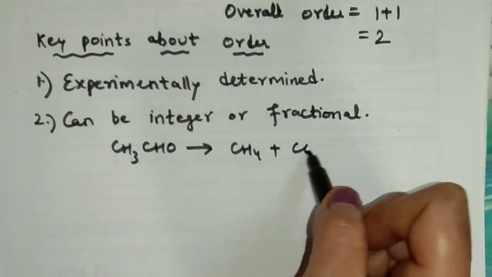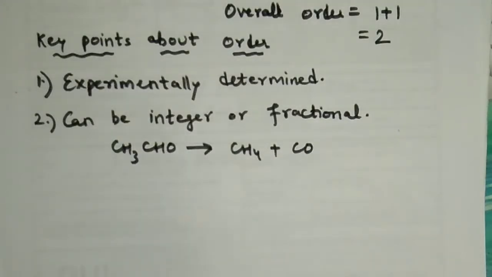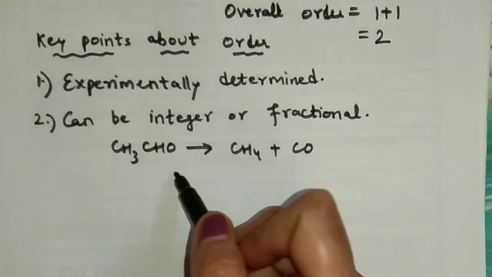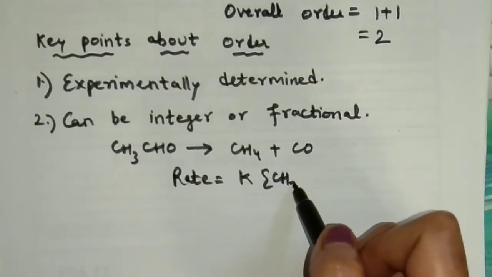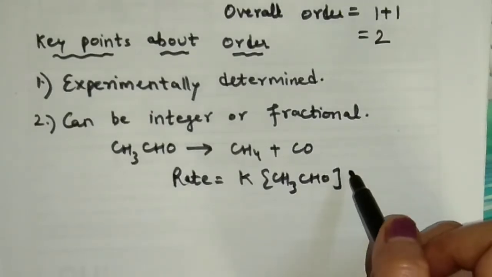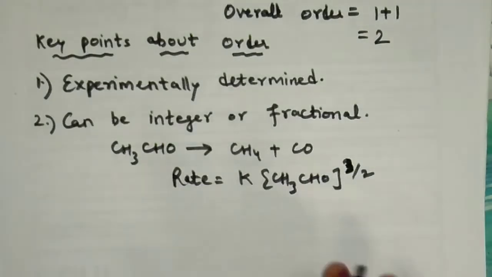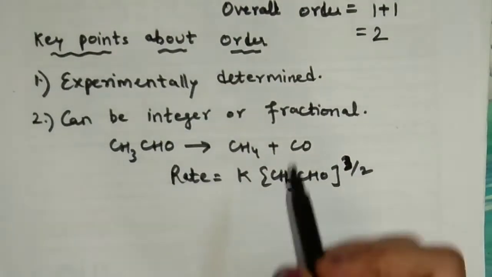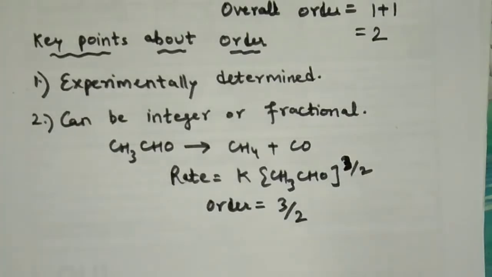Methane and carbon monoxide gas. All three are in the gaseous state. The rate of the reaction is experimentally found to be proportional to the concentration of acetaldehyde raised to the power 3/2. मतलब रेट लॉ क्या रहेगा इसका? रेट इज इक्वल टू के कॉन्सेंट्रेशन ऑफ एसिटल्डिहाइड जो कि रिएक्टेंट है रेज टू पावर 3/2. Okay, so you can see the power is in a fraction. So this shows that order of this reaction is 3/2.